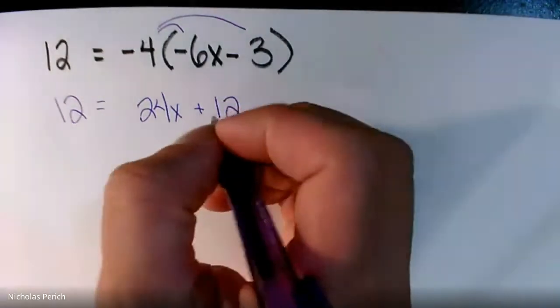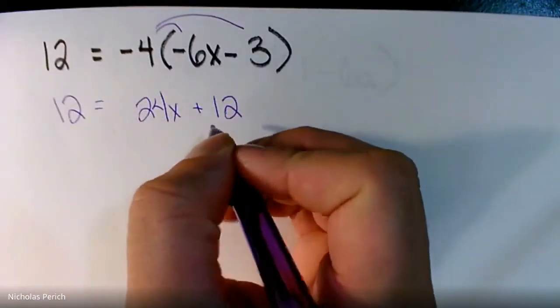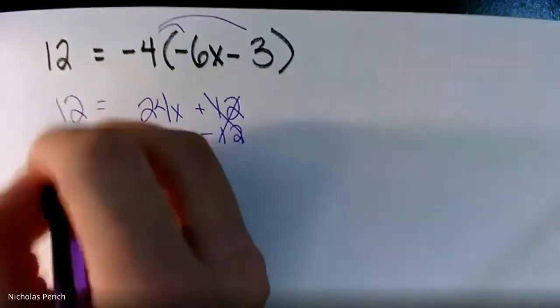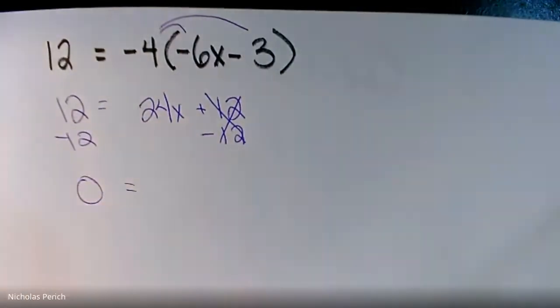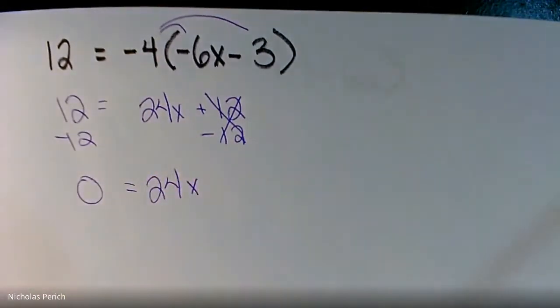Is x all by itself? No. What's in the way? 24 and 12. Let's get rid of the 12 first. Minus 12, cross that out. 12 minus 12 is 0. Now, right now, you might be freaking out and saying, oh, I did something wrong. No, you didn't. Because 0 is allowed to be an answer. I have 24x equals 0.